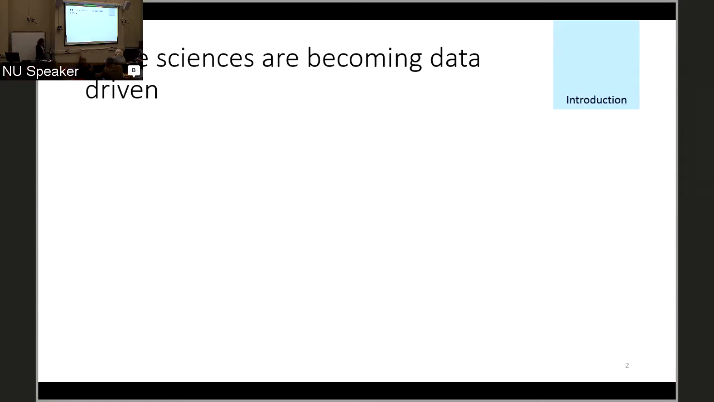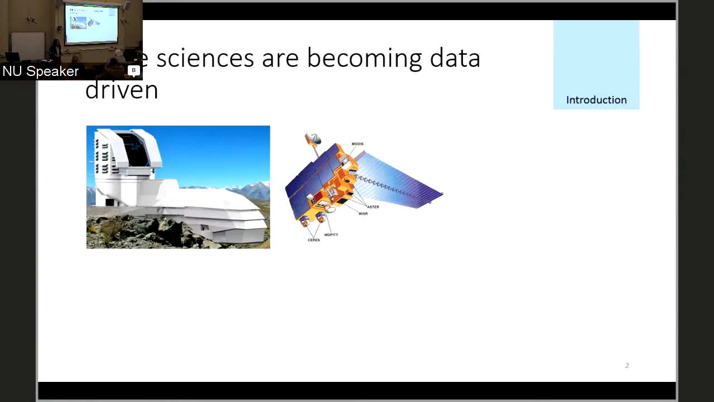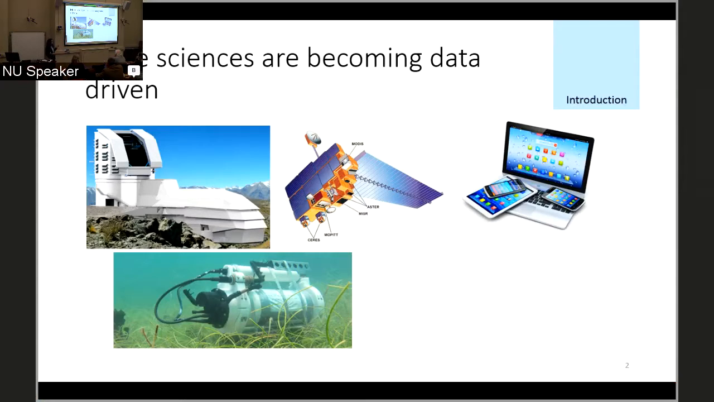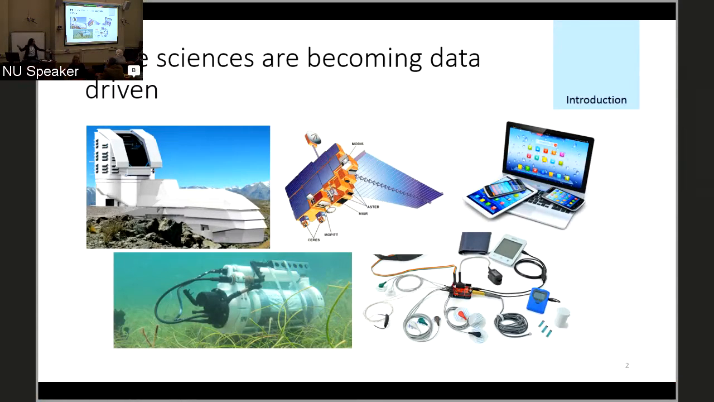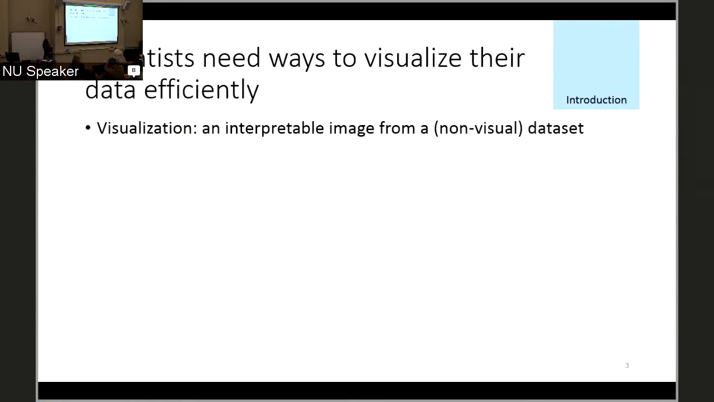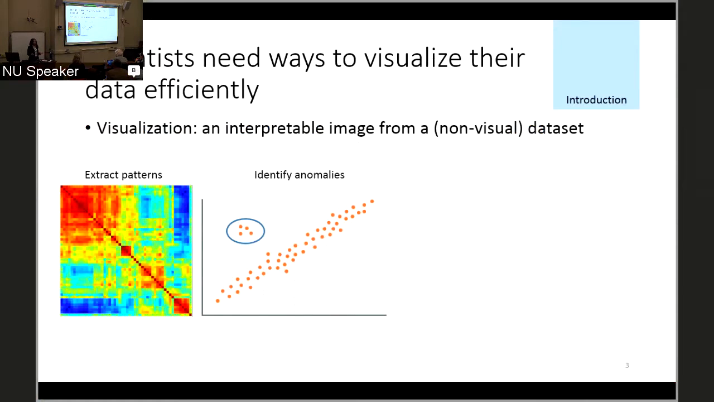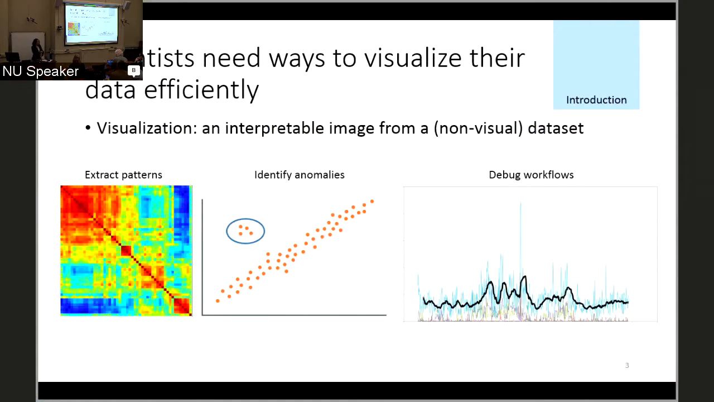Physical and biological sciences are becoming more data-driven over time due to overwhelming amounts of data being collected from satellites, field sensors, devices, medical devices, and more. And in order to analyze this data efficiently, scientists need ways of visualizing it efficiently. When I say visualization, I mean an interpretable image created from an oftentimes non-visual data set. And scientists use visualizations to extract patterns, identify anomalies, and debug their analysis workflows. And more.